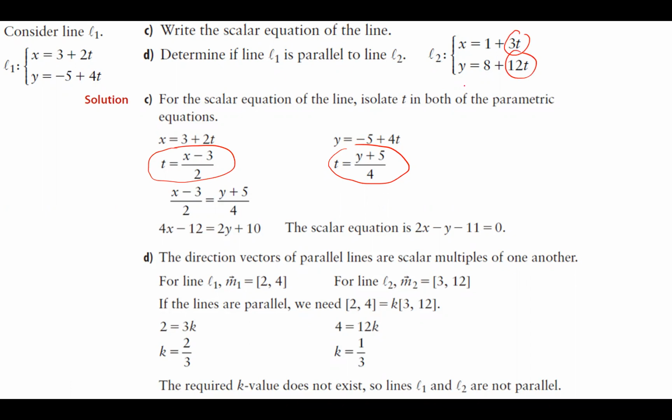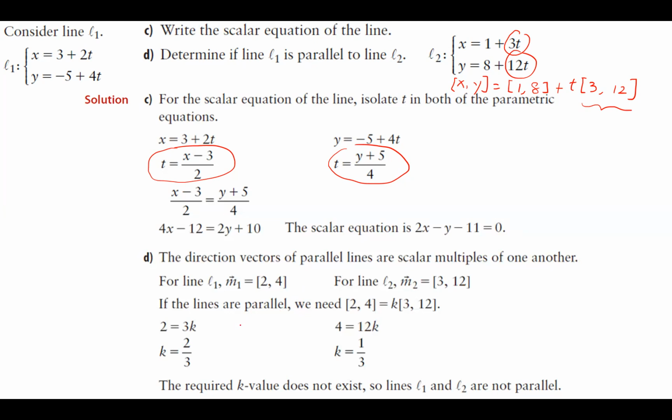Well, you can write this as vector (x, y) equals a point, the position vector of a point 1, 8 plus t times 3, 12. That's the vector form of the line L2, right? So this vector here is called the direction vector of line L2. So the direction vector for L2 is vector m2, which is 3, 12, right?